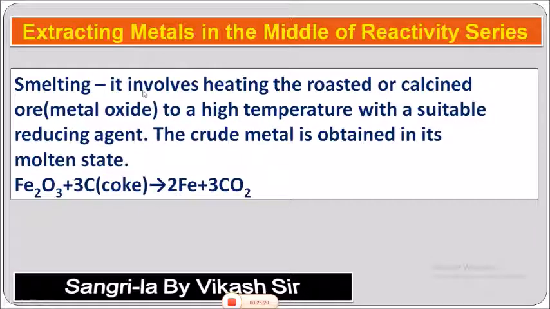Okay, it involves heating the roasted or calcinated ores to a high temperature with a suitable reducing agent. The crude metal is obtained in its molten state. For example, Fe2O3 plus carbon gives Fe plus CO2.